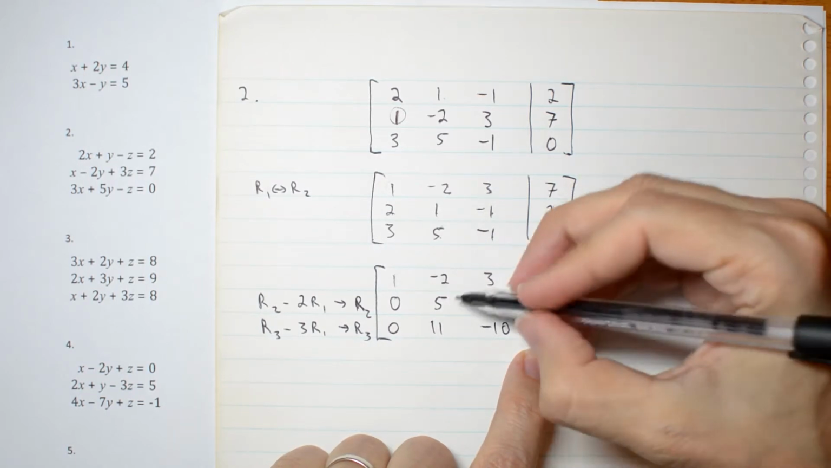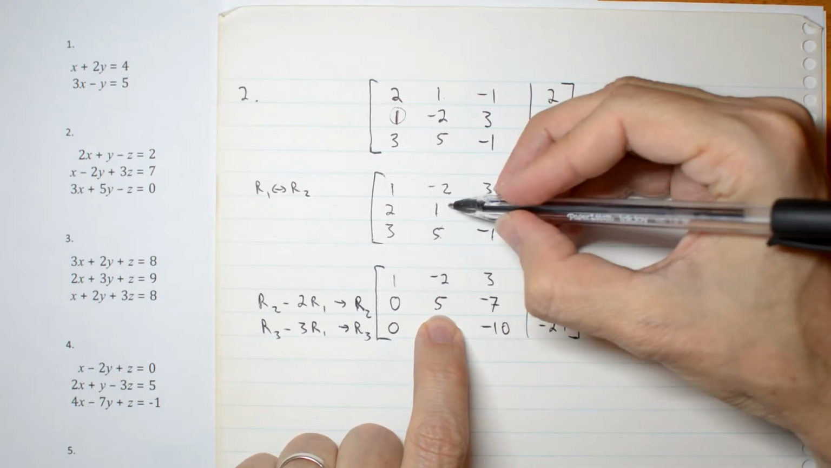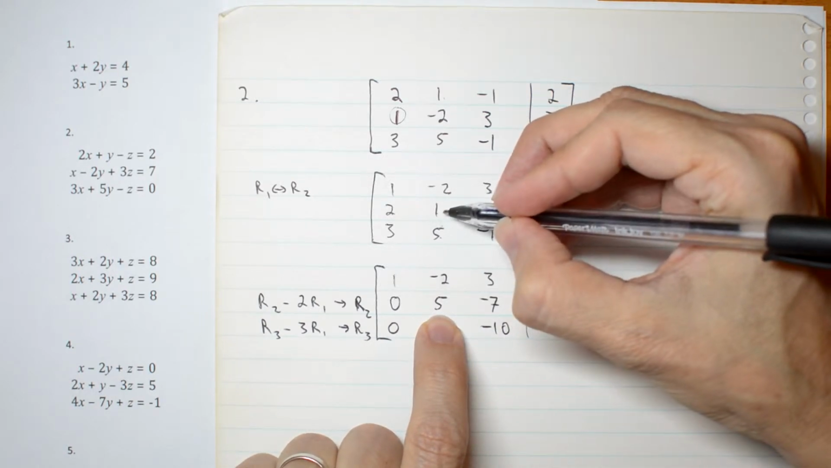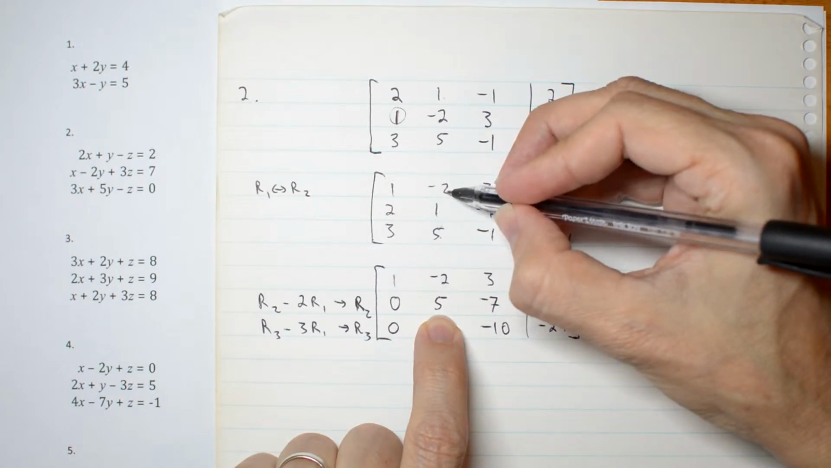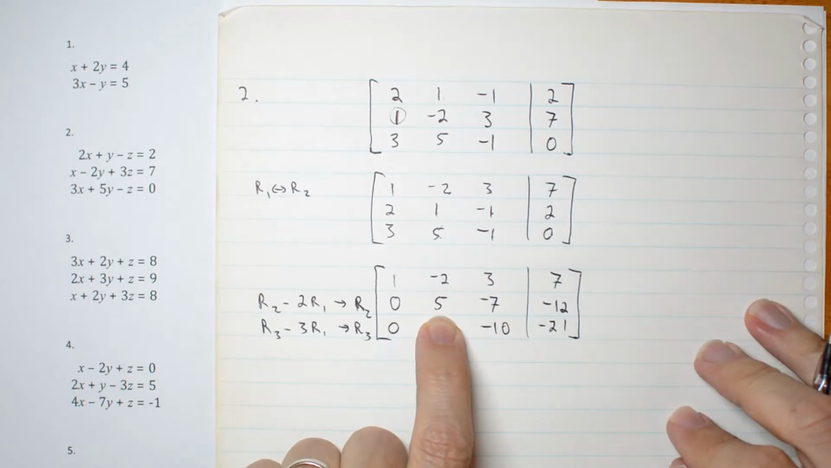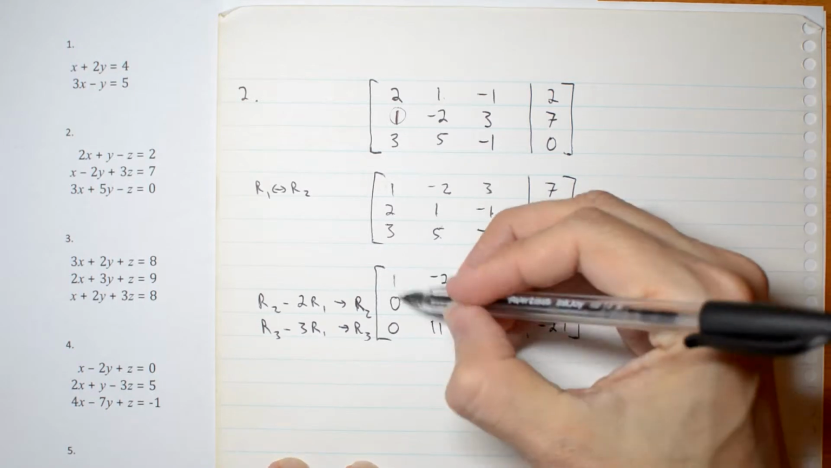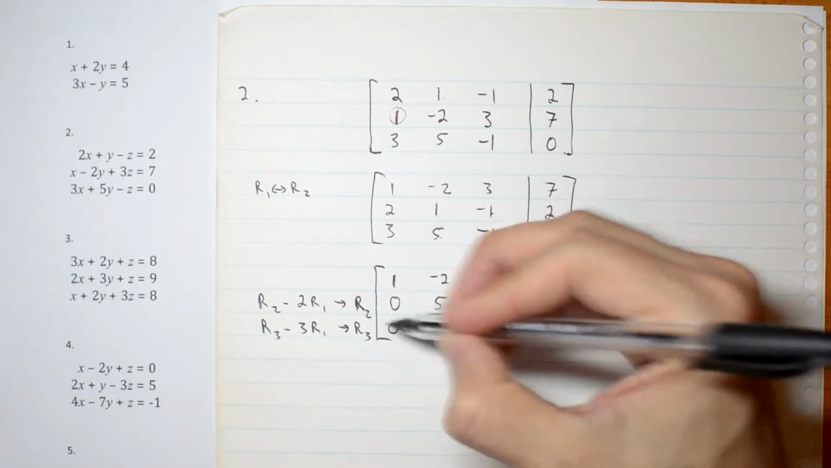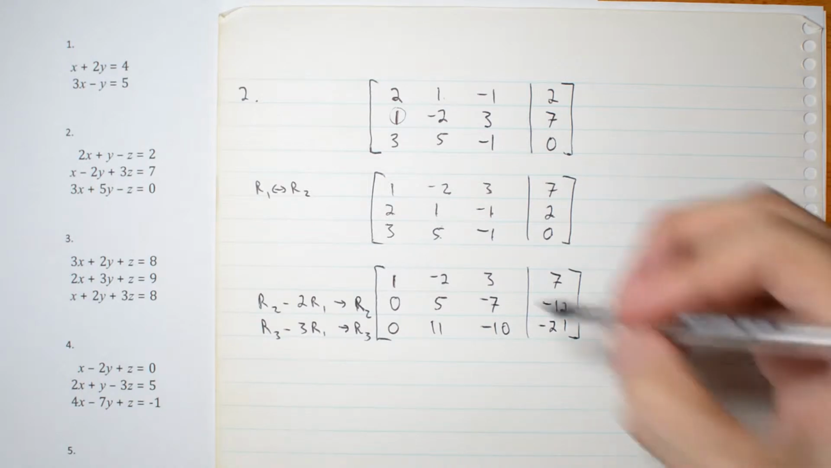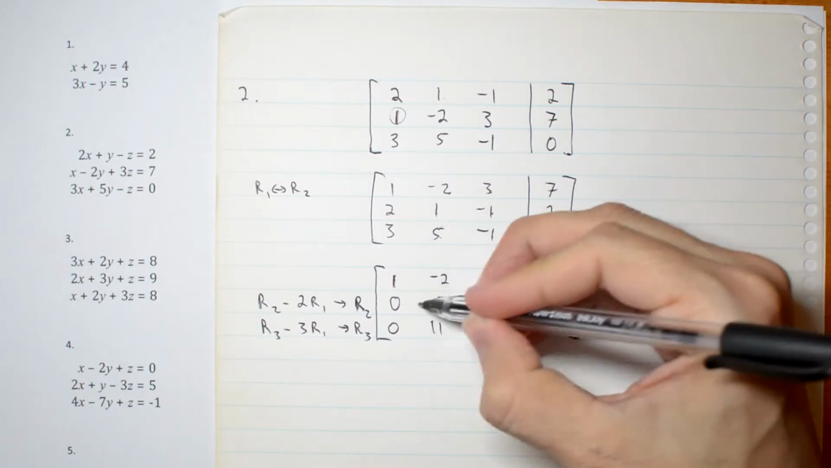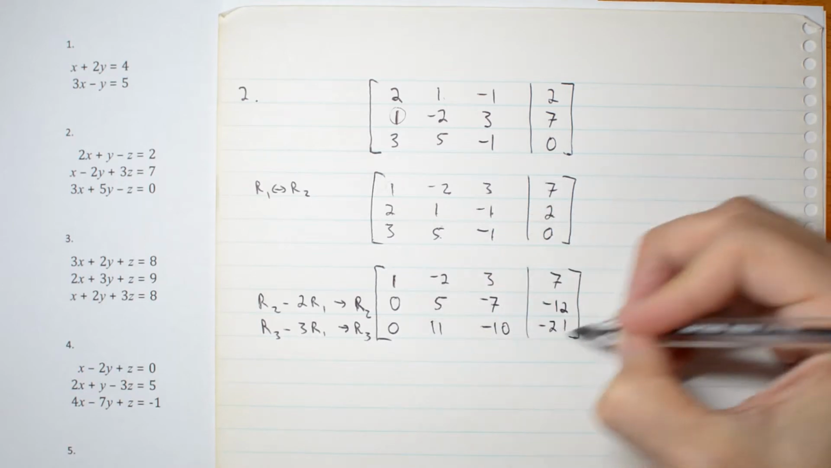What I wasn't sure about was whether I got this number right. Let me check. It should be row 2 minus 2 lots of row 1. 1 plus 4 is 5. No, I did get it correct. Okay, I have successfully eliminated all the entries below the pivot. Step 4, repeat. I'm now looking only at this section. The top row and left column are not going to change.